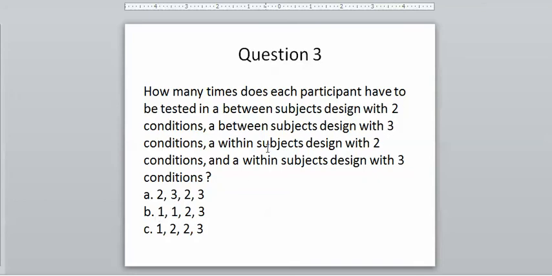But in a within subject design with two conditions, every participant goes through condition A and they're tested, and they also go through condition B and they're tested, which means that they have to be tested 2 times, which is this right here. And in a within subject design with 3 conditions, each participant goes through A, B, and C, and they're tested under A, B, and C, which means that they have to be tested 3 times. So it's 1, 1, 2, 3.